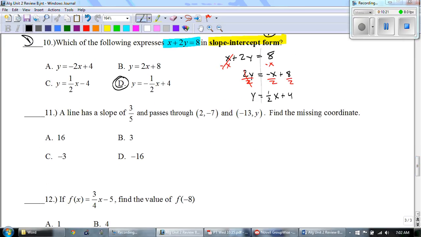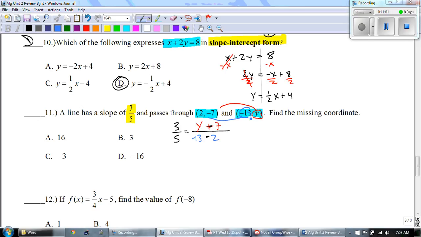All right, so we get a lot of questions on number 11. A line has a slope of 3/5 and passes through the points (2, -7) and (-13, y). We have to figure out what y is. To do this, we set up our slope formula. I set up my slope, set that equal to the formula, so that turns to y plus 7 on top, and on the bottom, I have -13 minus 2.